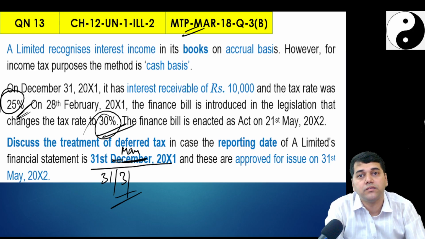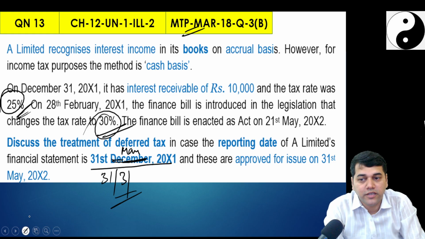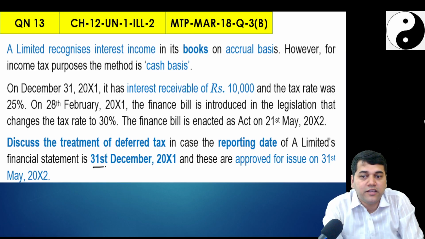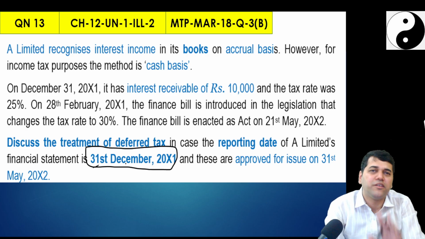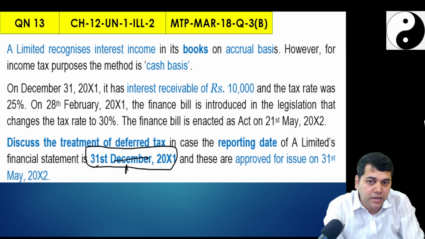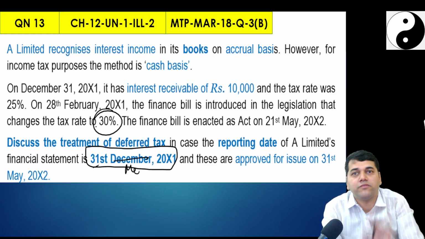First April. Yeah. No, understood. See, the catch here is, they said your closing date is 31st December, but they simply confused you. If it was 31st March, yes, what you said is correct. We would have considered 30%.